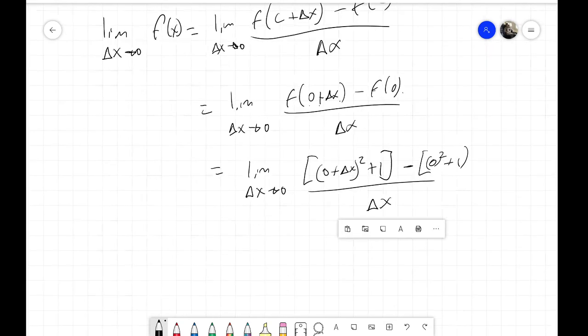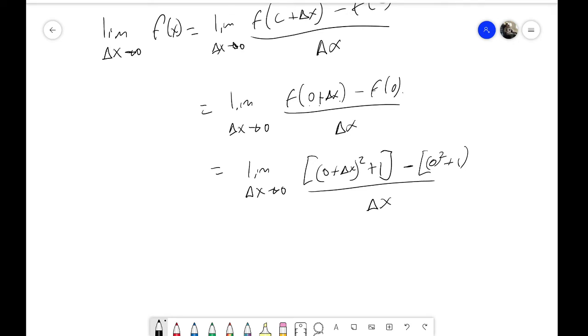Okay. So now what? Now we can simply do the following. We could square this, so 0 plus delta x is just delta x, squared is just going to be delta x squared. So this right here just becomes delta x squared plus 1 minus, well, 0 squared is 0, so minus 1, divided by delta x.